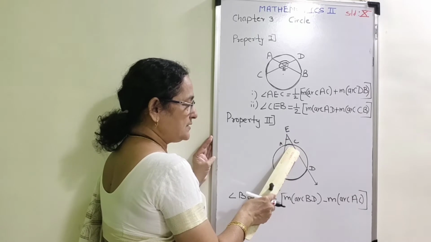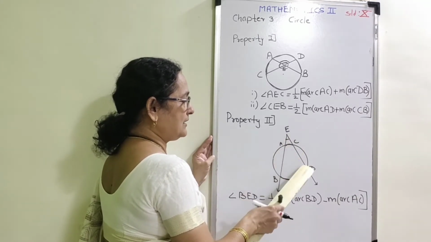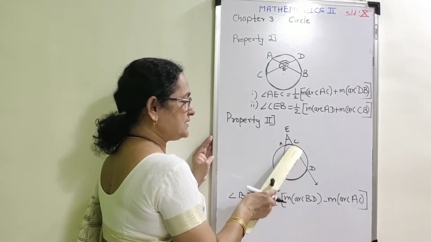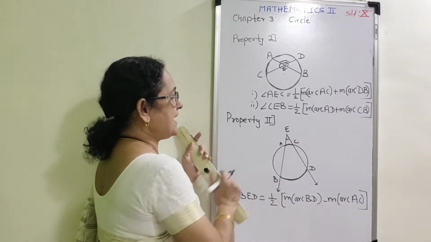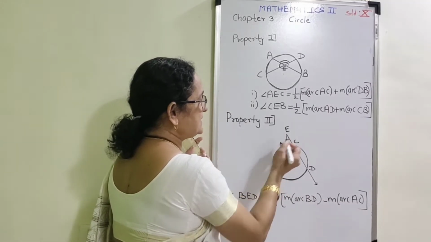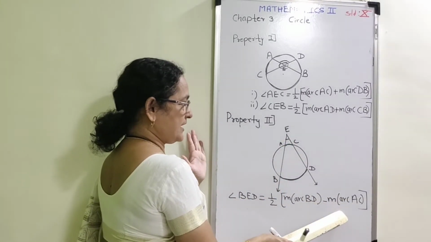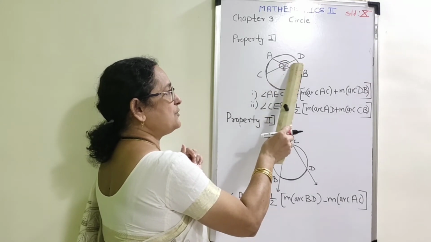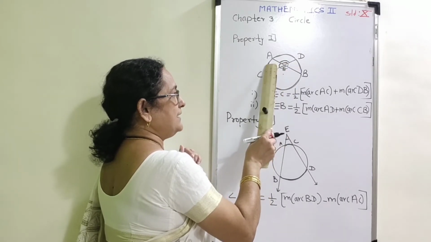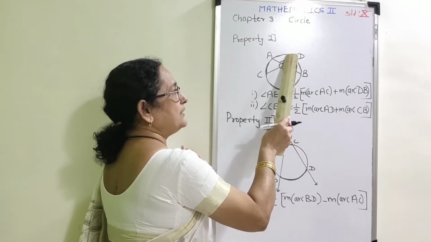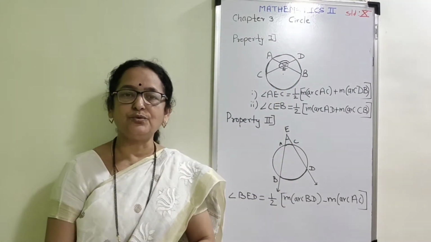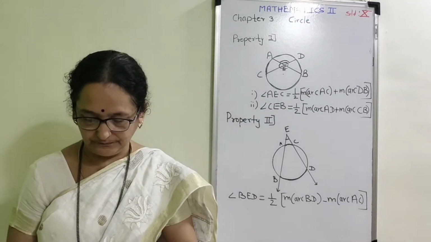This is the smaller arc, that is the minor arc, and this one is the major arc. Now here take the subtraction, the difference of these two measures, make half of it, and that is the angle, that is angle BED. Here only one angle is there, and here we are taking the subtraction, and here these two are one pair, these two are the second pair. For finding out this, take the addition of these and make half of it. For this angle, take the addition of these two arcs and make half of it. Remember these two properties very well.